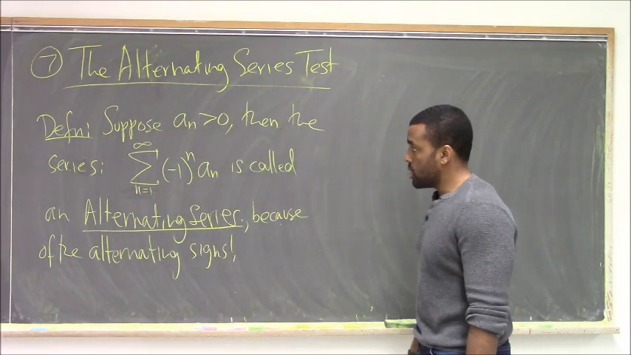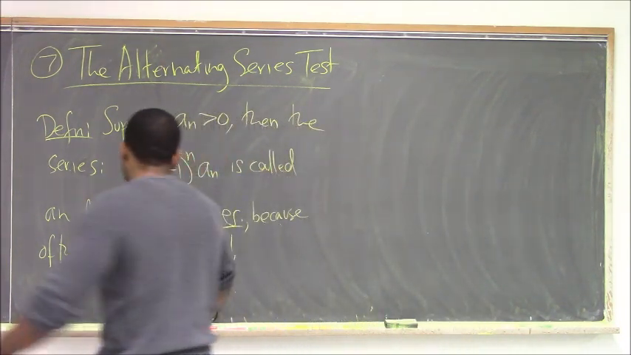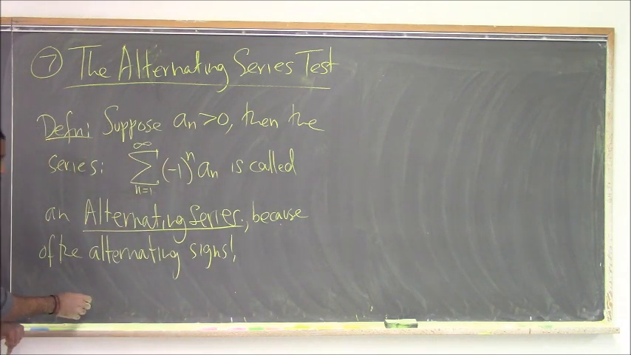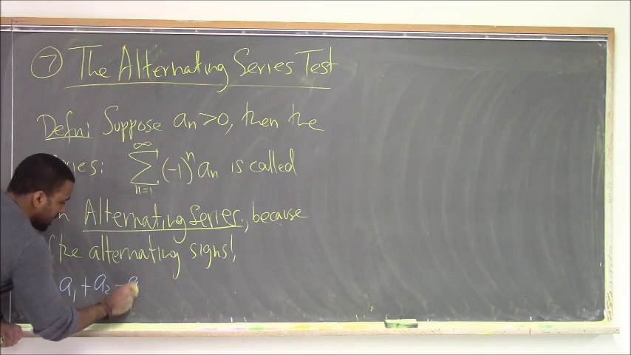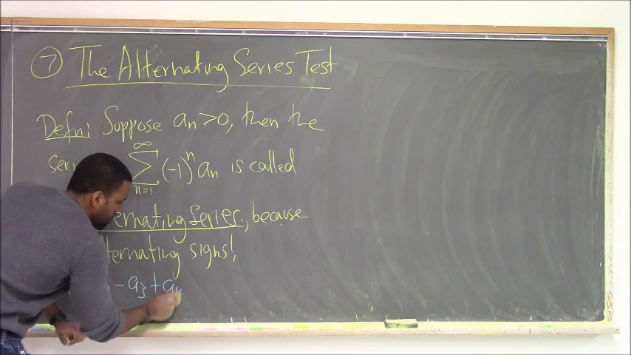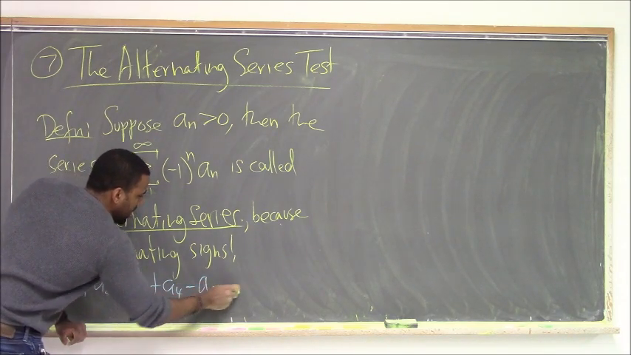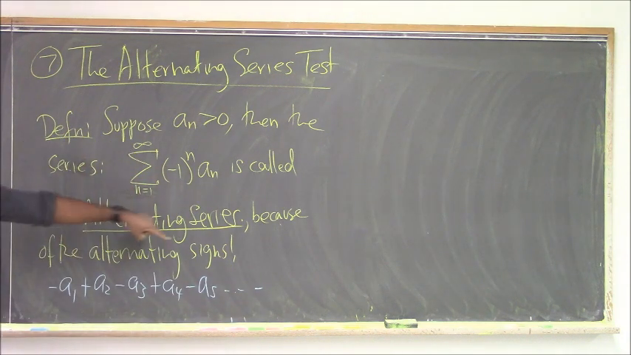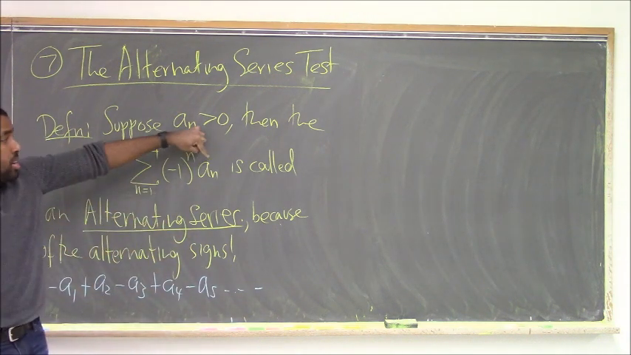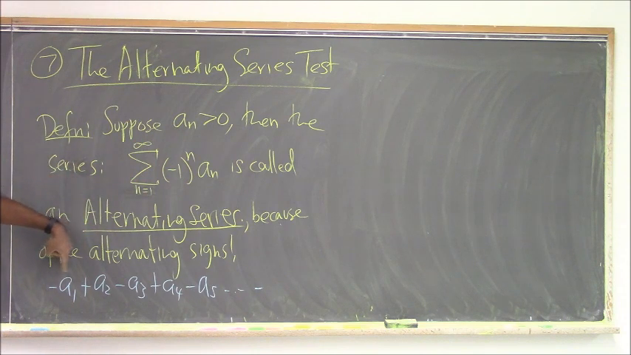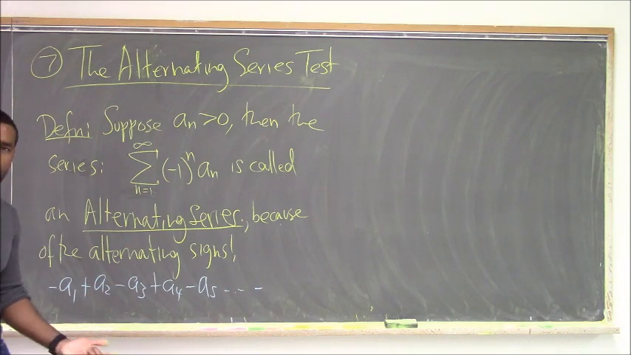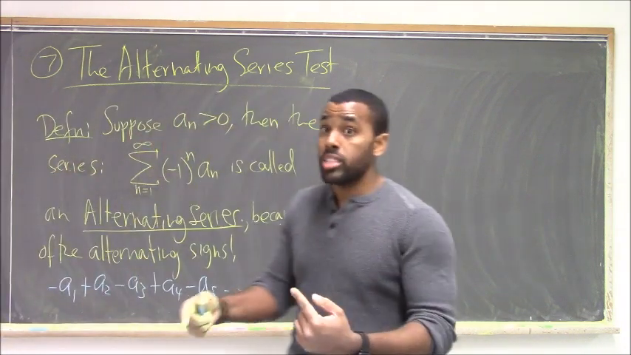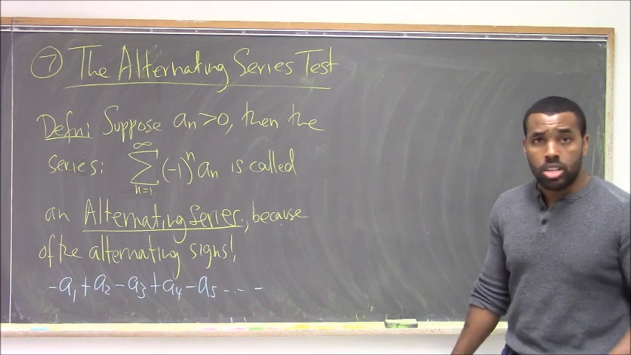You'll notice that if you were to list out what this would look like, if I started it at 1, for example, it would look like minus a1 plus a2 minus a3 plus a4 minus a5, etc. Signs are alternating every time. Because my a_n is always positive, I'm not going to have a negative doubling up with a negative or a positive interfering with a positive, so I get a string of negatives or a string of positives. The sign will alternate after every term. That's called an alternating series.